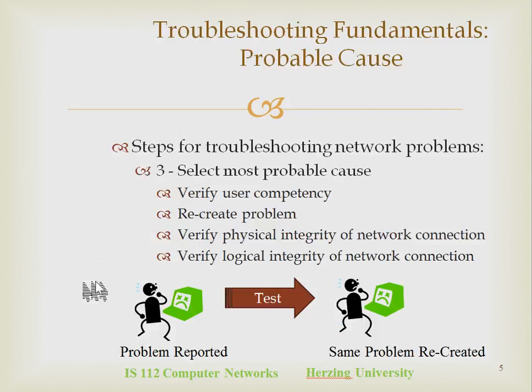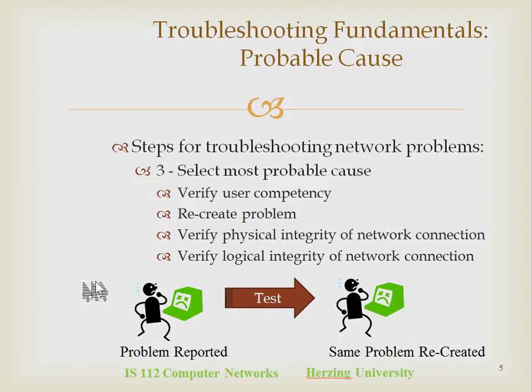Step 3 deals with identifying the most probable cause. Sometimes users do not want to tell the truth for unknown reasons. For example, they may have installed some software that interferes with their network connection on their computer. A key to this step is to make sure that you can recreate the problem.